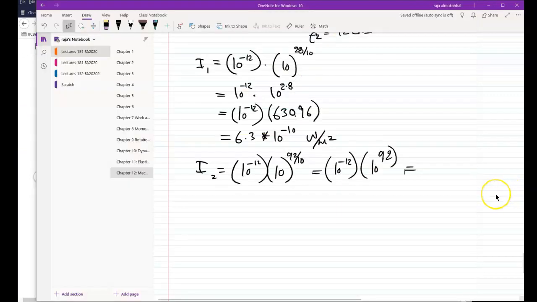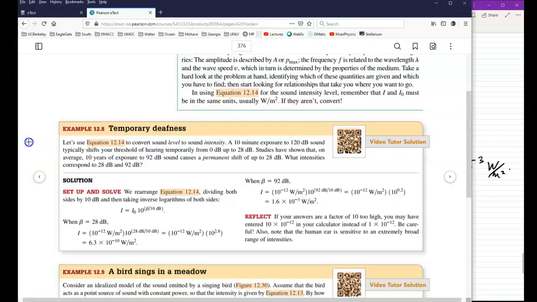It is 1.6 times 10 to the negative 3. I hope you'll be able to do that. Please practice with your calculator and make sure that you get it right. 1.6 times 10 to the negative 3 watt per meter squared. That's really loud, 92. What is 92 on the table? Just out of curiosity.